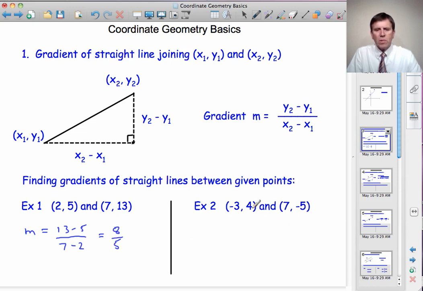Second example, we'll take this to be x1, y1 and this to be x2, y2. So the gradient m is given by y2 minus y1, that's minus 5 minus 4, divided by x2 minus x1, 7 minus minus 3. Minus 5 minus 4 is minus 9. And 7 minus minus 3 is 7 plus 3, which is plus 10. Now minus divided by a plus is a minus, and so we get a gradient of minus 9/10.